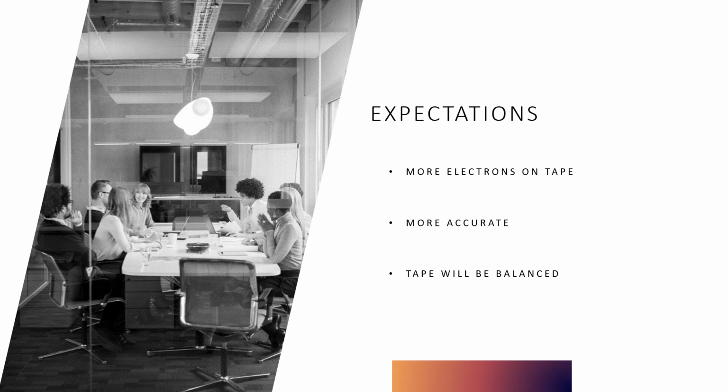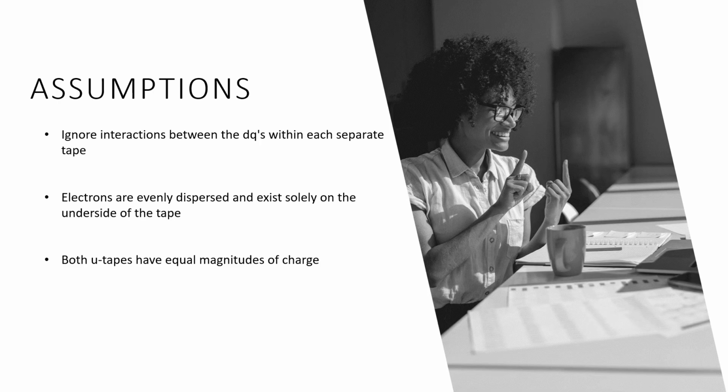Expectations are that there will be more electrons on the tape computed in model 2 than in lab 1, that this model will be a lot more accurate than the first lab was, and that the tape will be balanced, meaning that it is in equilibrium.